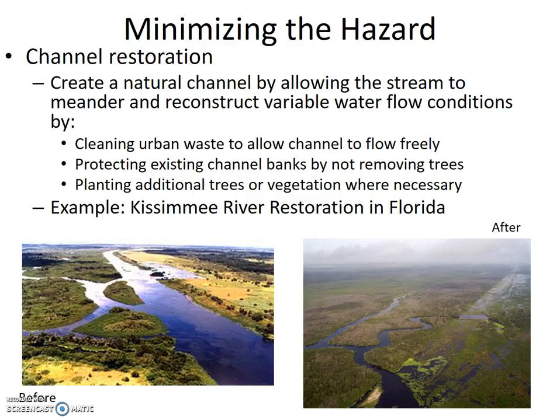Well, if you don't need the channel for shipping, flood control, or something else like perhaps irrigation, channel restoration is something to consider. This is done by creating a natural channel by allowing the stream to meander and reconstruct variable water flow conditions, by cleaning urban waste to allow the channel to flow freely, protecting existing channel banks by not removing trees, and planting additional trees or vegetation where necessary. Generally, the stream will slowly do this by itself if the channel is not maintained. But communities can definitely help the process along.